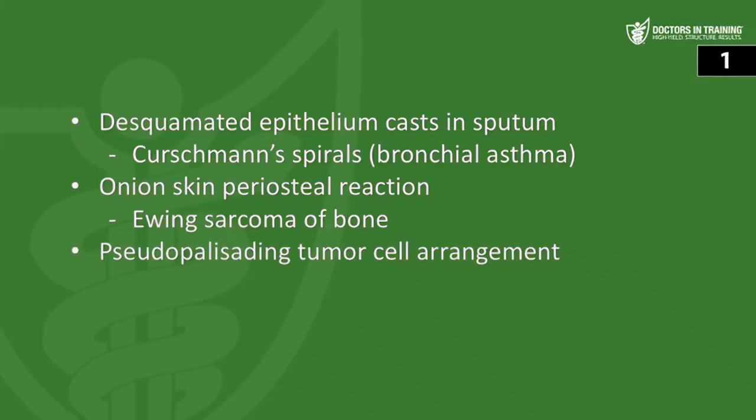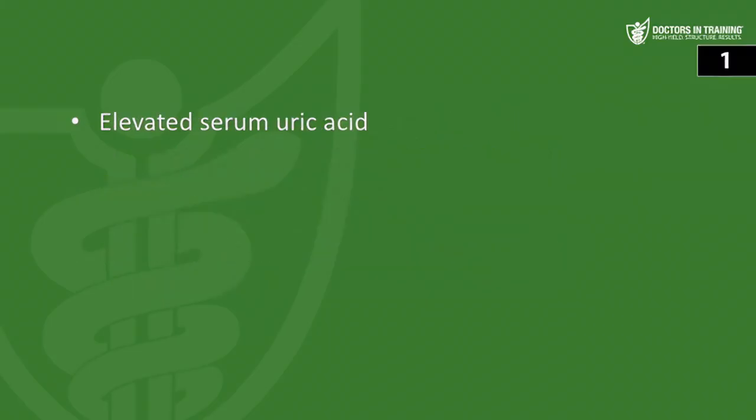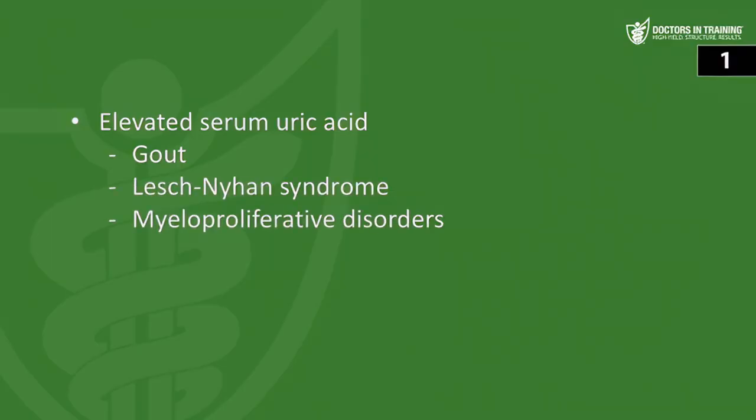Pseudopalisading tumor cell arrangement. This is glioblastoma, which is the most common primary brain tumor in adults. Next, we have elevated serum uric acid. That's going to be seen with gout, Lesch-Nyhan syndrome, myeloproliferative disorders, and also diuretics can cause this, like loops and thiazides, which is why we don't give those diuretics to patients with gout.